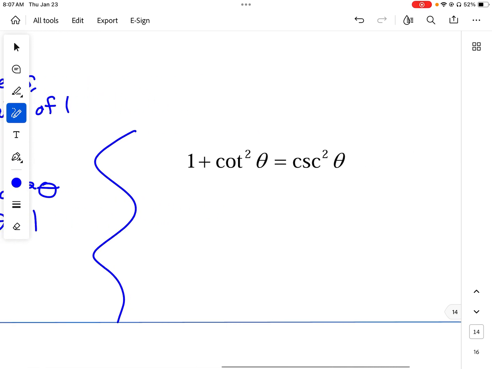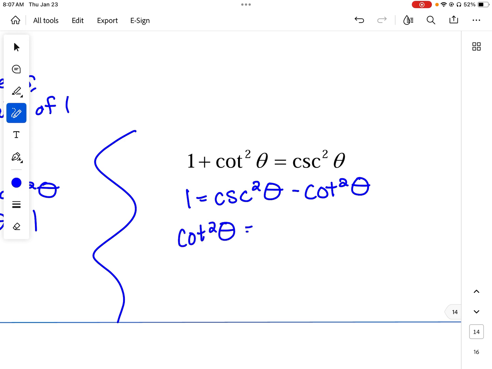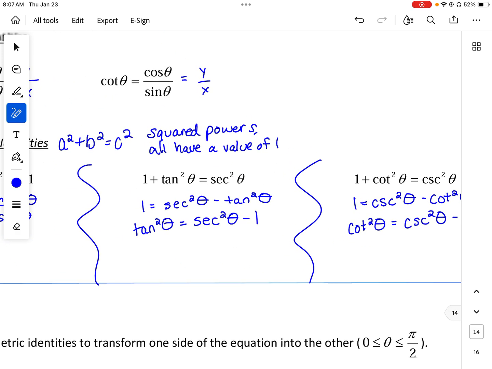Okay, let's say we have cotan and cosecant. We could solve for 1 by doing cosecant squared theta minus cotan squared theta. Or we could solve it for cotan squared theta, and then we have cosecant squared theta minus 1. So all we're doing is basic algebra to solve it for a particular trig function, or for 1. All right, so let's do these examples.